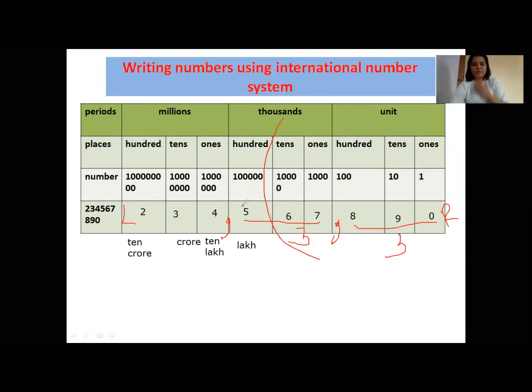Whereas in the Hindu Arabic system, we count the number from right to left. We place the comma after the first 3 digits from the right. Then after every 2 digits, we place a comma.